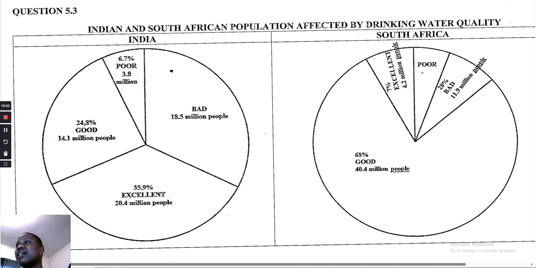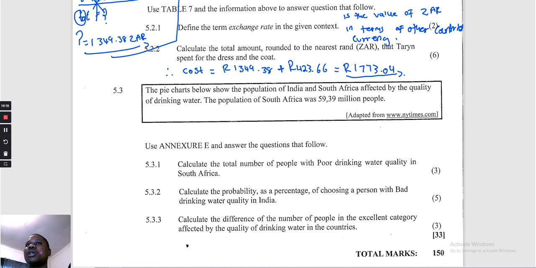The ones that are saying the water is poor is a question mark. We don't know how many they are. We don't know how many percent it is. Then we have good, that is 40.4 million people, and then we have bad, that is 11.9 million. We have excellent, which is 4.2 million. Okay, let's go back to the question.